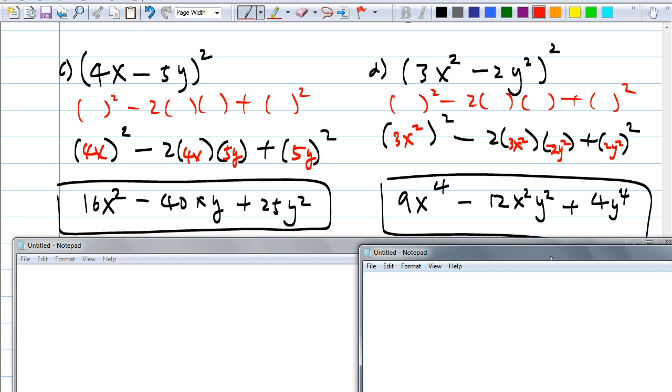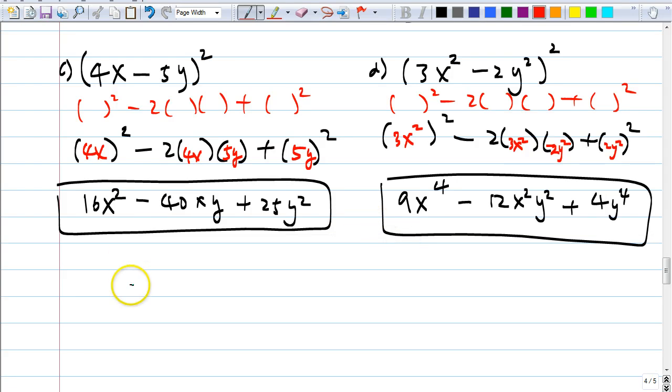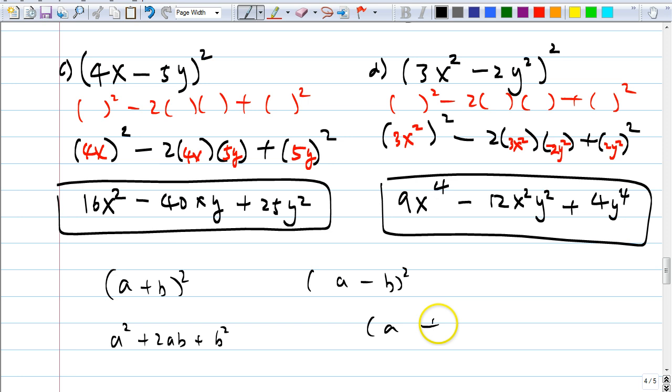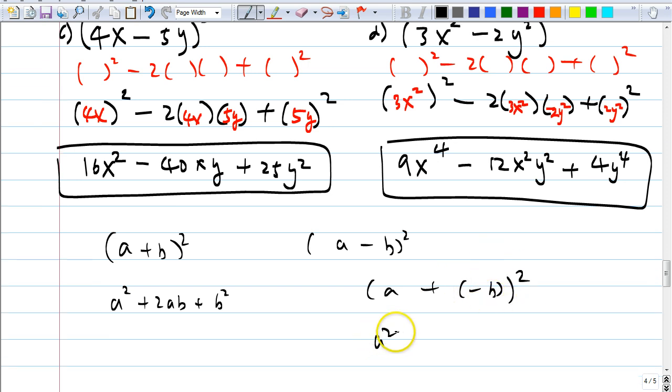Yes. Okay. Now let me show you this, because some of you are still getting confused. Look, if I had a plus b squared, guys, what do I get? A squared, what? Plus 2ab plus b squared, right? What if I had a minus b squared? Could I rewrite this as a plus negative b squared? Yes. If I did it this way, then what would you get? A squared, what? Plus, again, 2 times something, something, plus something squared. What goes in here? A. What goes in here? Now it's negative b.